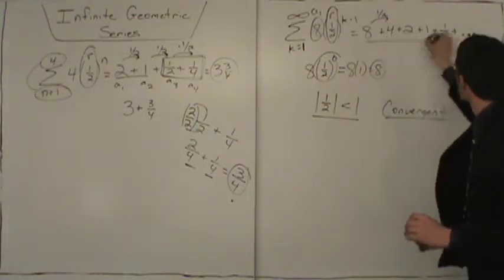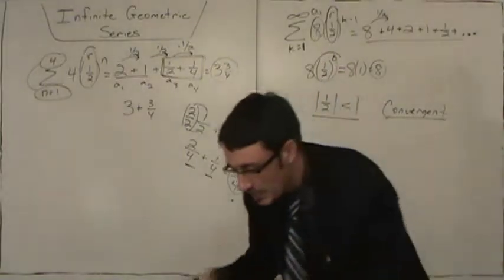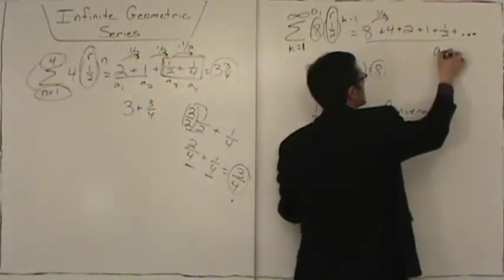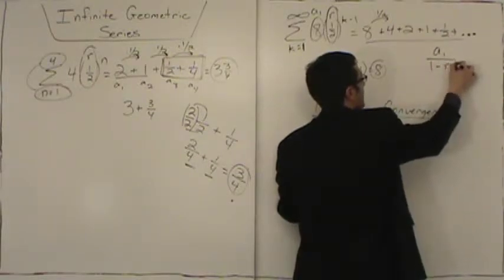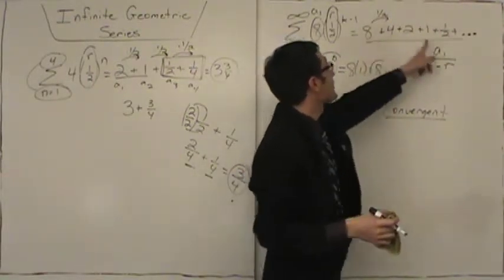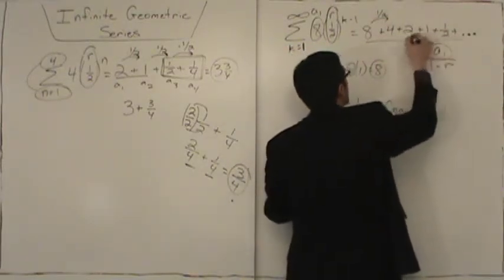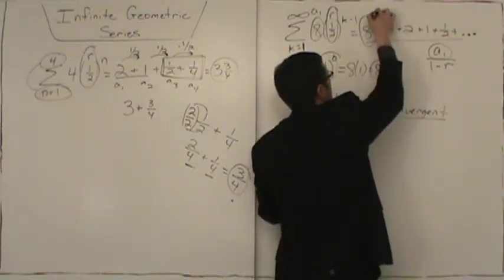Or this series, if we add forever, gets very close to a specific value. And how do we find that value? With this formula. The formula is a sub 1 over 1 minus r. And so this will find, if we add forever, what this is getting very close to. Again, what is our a sub 1 value? The a sub 1 value is this first number, 8.